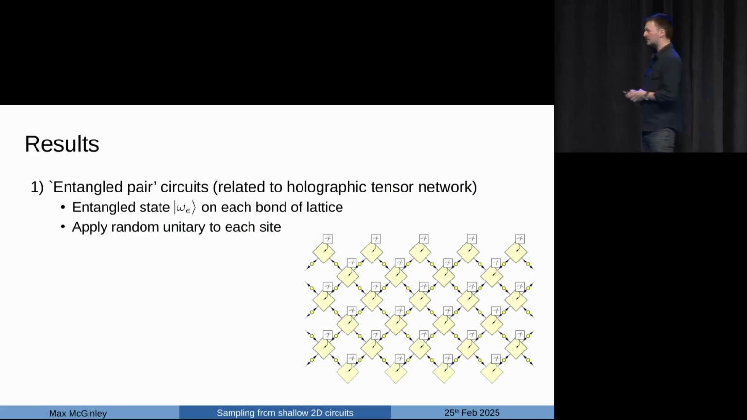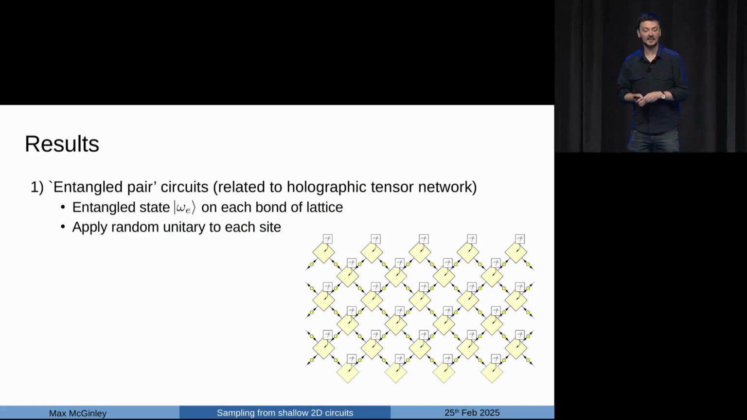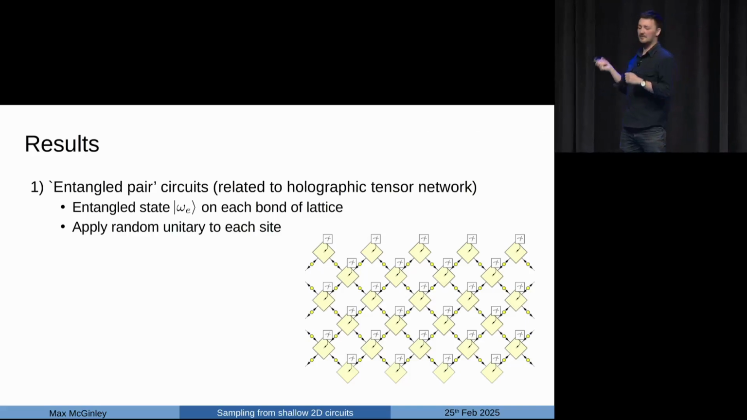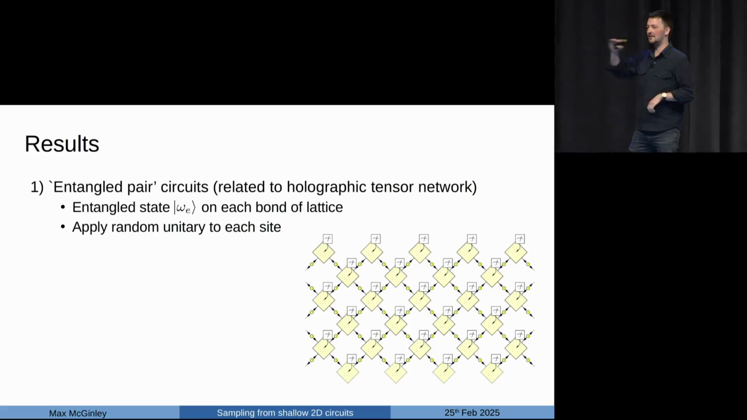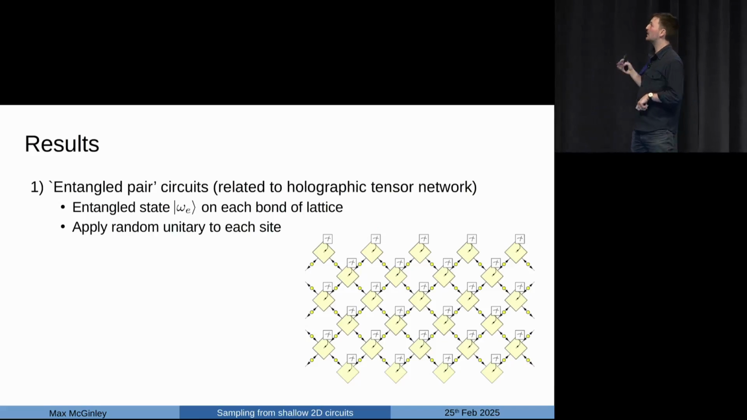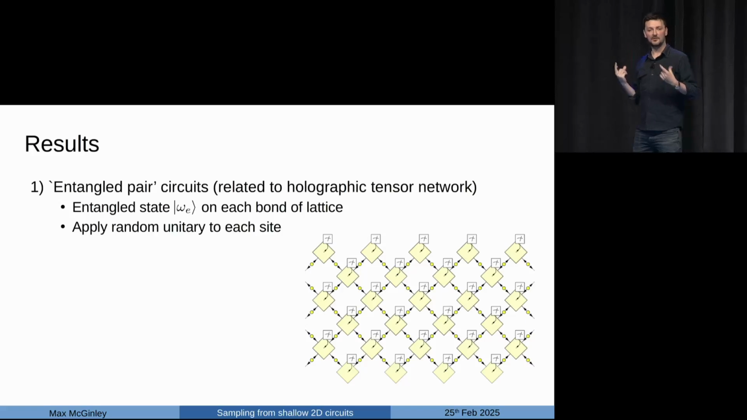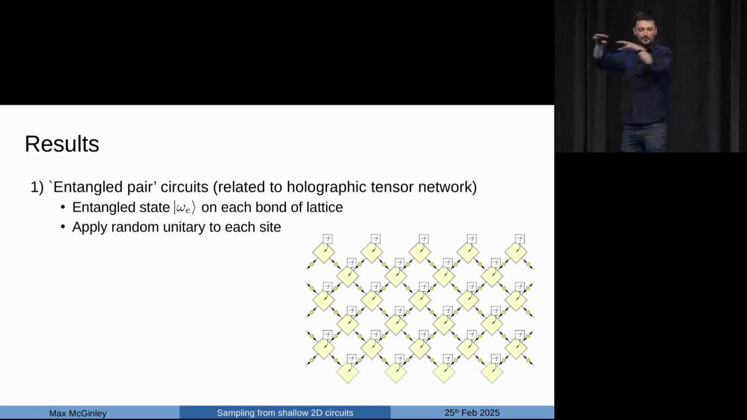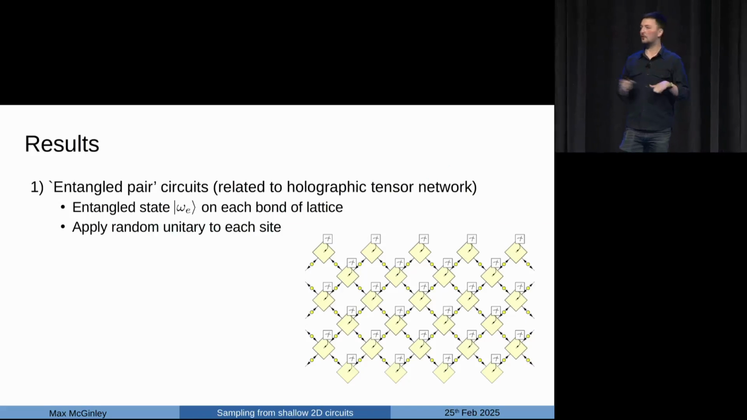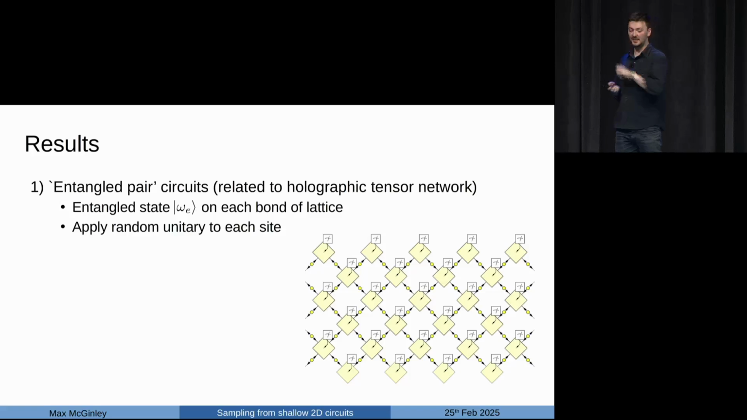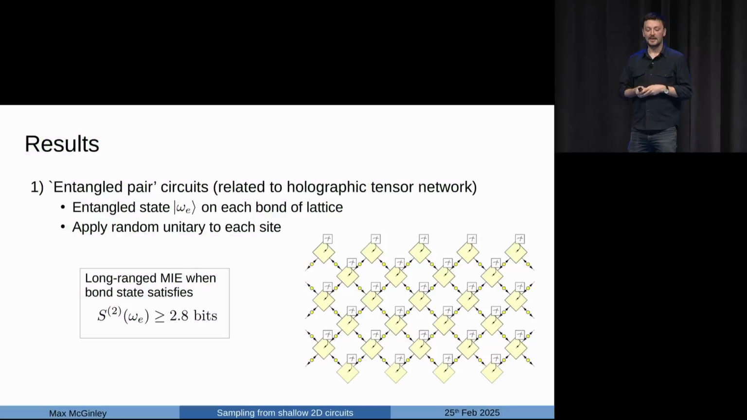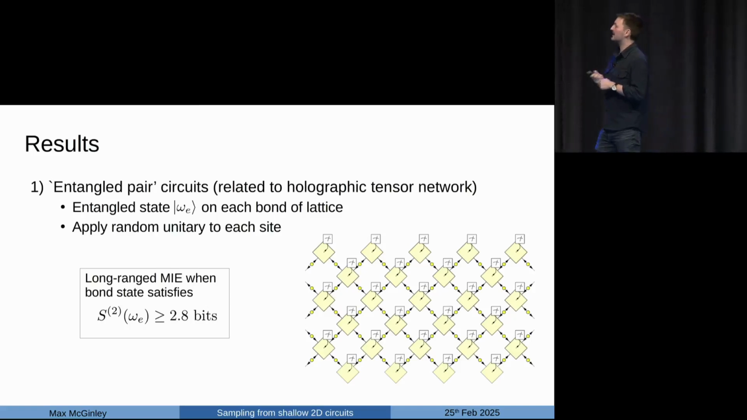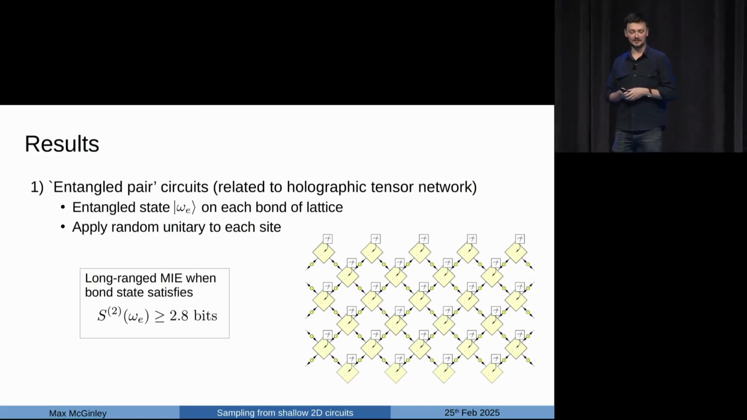Okay. So for some specific results, some specific circuits, I put this one up first, not necessarily because it's the most natural, but because it's the one we have the best control over. So in this kind of circuit, it's a two-layer circuit. In the first step, we generate entangled pairs on bonds, and in the next step, we apply random unitaries to all of the qubits on a given site. And in this case, what we can show is that if we measure this state, we get long-range measurement-induced entanglement if this bond state has a Renyi entanglement entropy exceeding 2.8 bits.